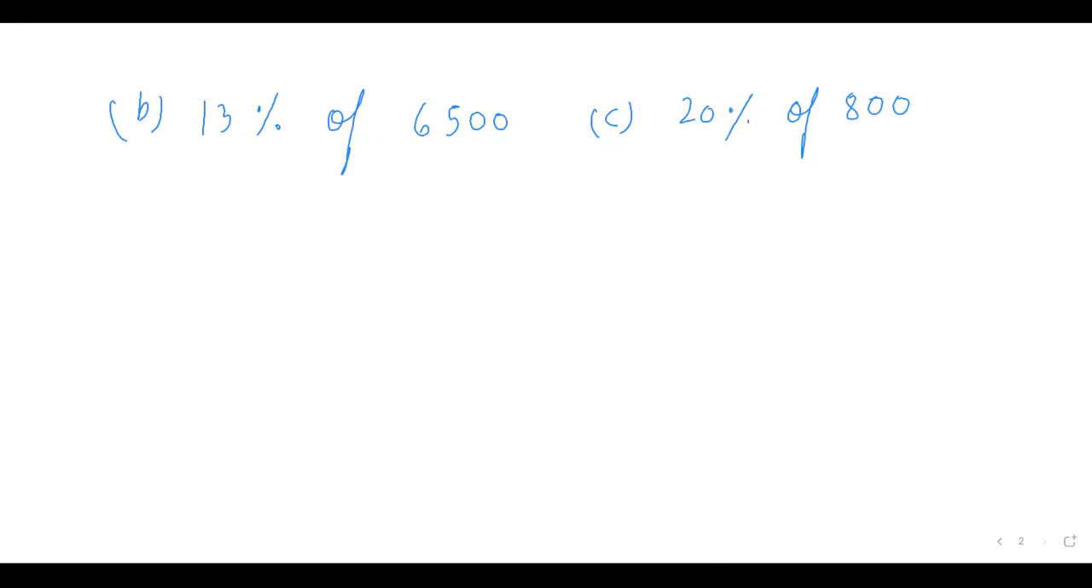Ma'am, done. Okay, Dhriti, do tell me the B part. Ma'am, the answer is 845. 13% of 6500, so your correct answer is 845. Okay, now you do, Anmol.